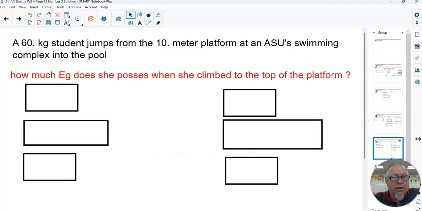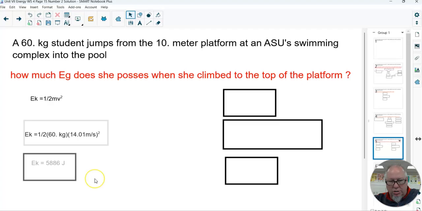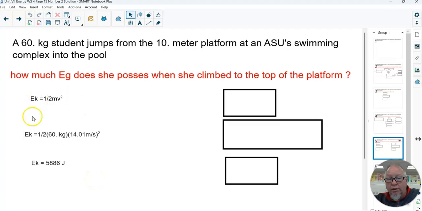The next question: how much potential energy does she have when she climbs up to the top of the platform? This is just a reminder that we figured out the kinetic energy when she hit the water. We figured this out using kinematics. So now we're asked specifically an energy question about how much energy she has when she gets to the top of the platform, and that would be mass times gravity times height.